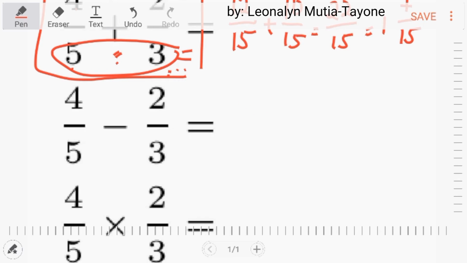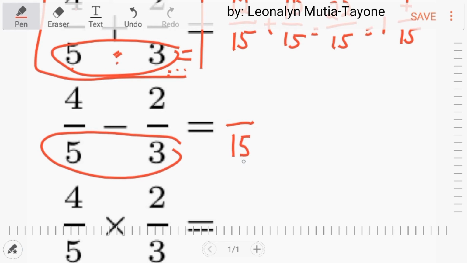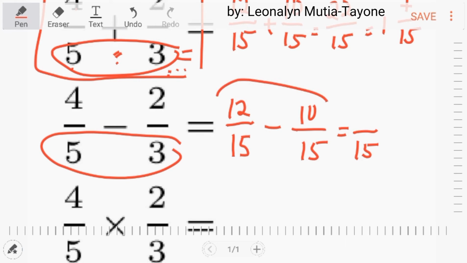So, ganun pa rin. We will find the least common multiple of 5 and 3 or the least common denominator kasi denominator siya dito. 5 and 3 din, so 15 din. 15 divided by 5 and that is 3. 3 times 4, 12. Minus 15 divided by 3 is 5 and 5 times 2 is 10. Just copy the denominator. And then, i-subtract natin yung numerator. 12 minus 10, that is 2. So, the answer is 2 over 15. Hindi na natin ma-list yan. Kasi yung 15, hindi naman siya ma-divide ng 2.